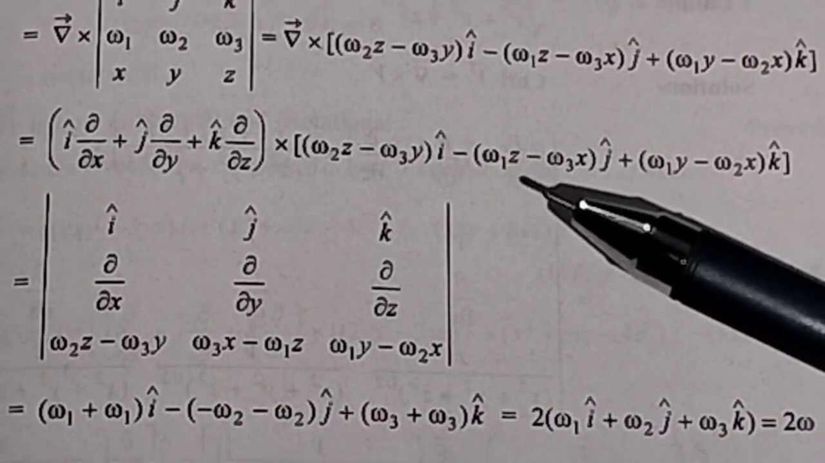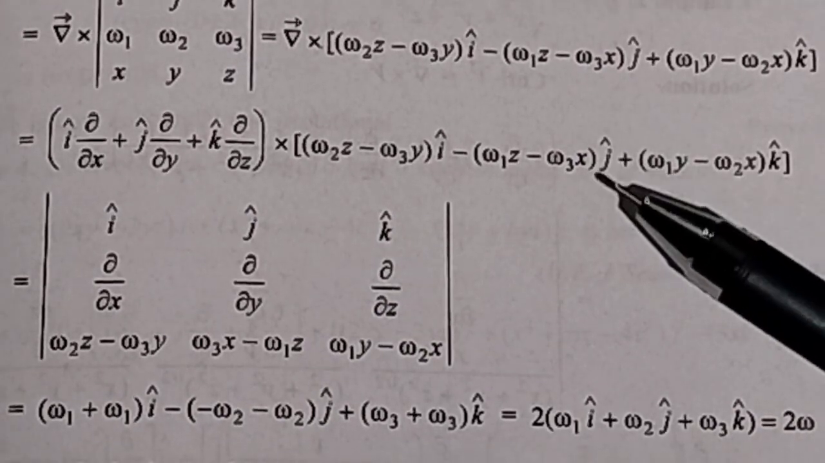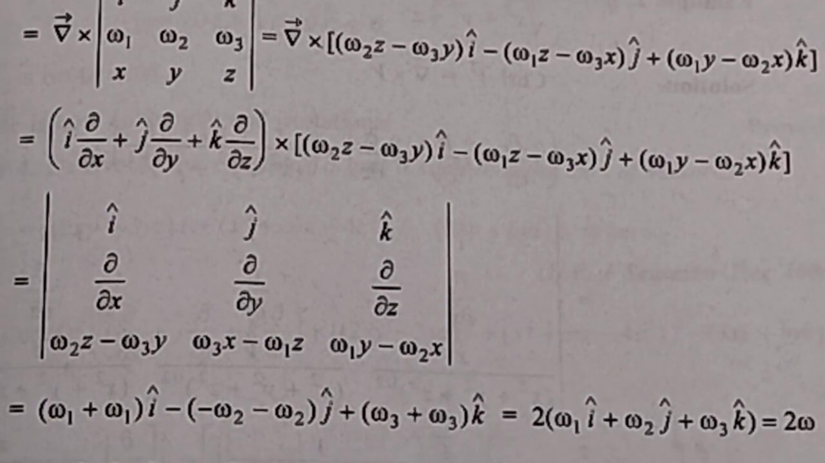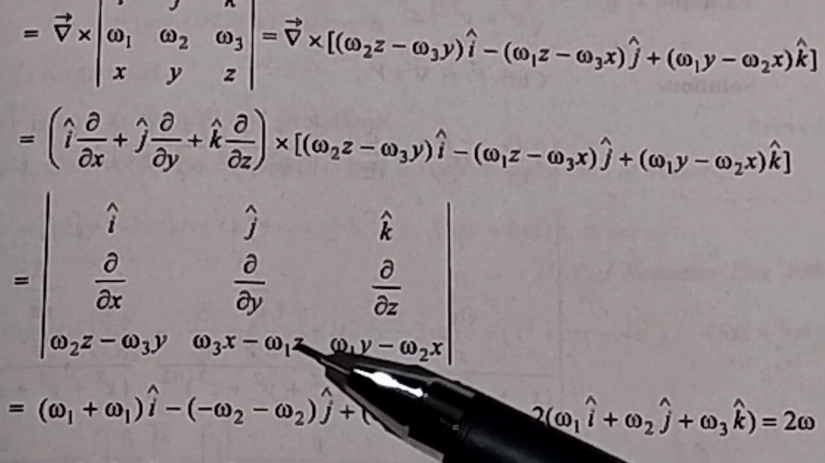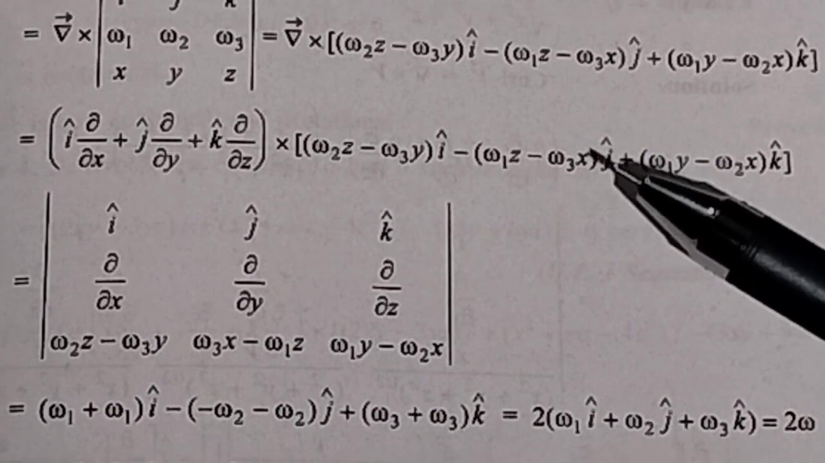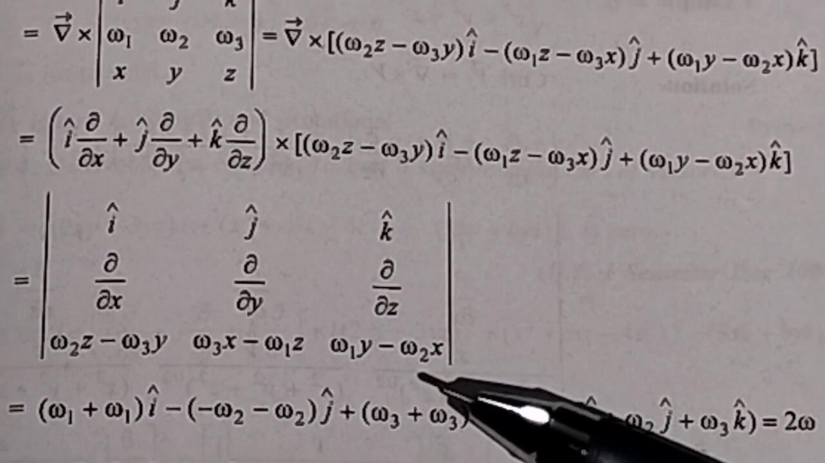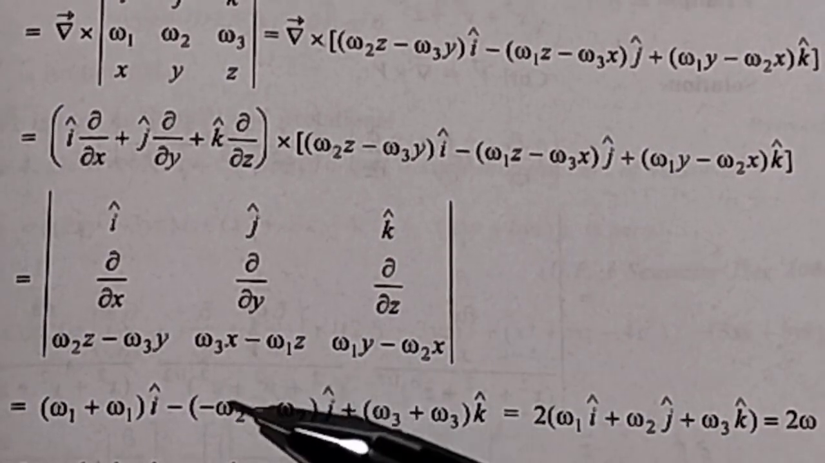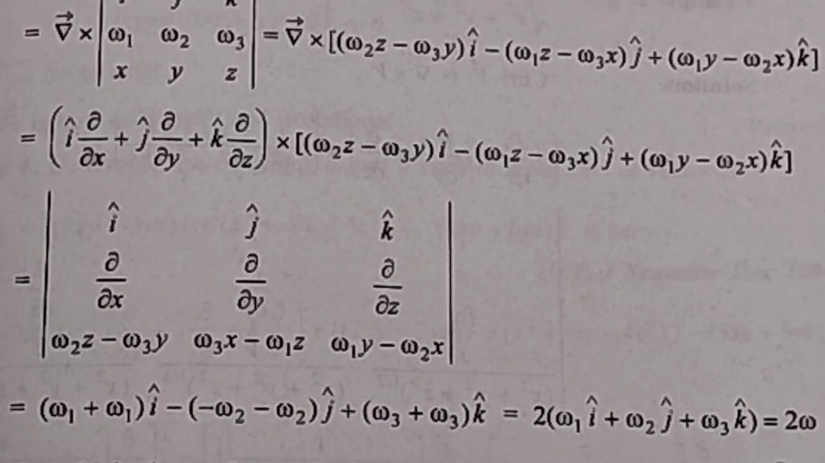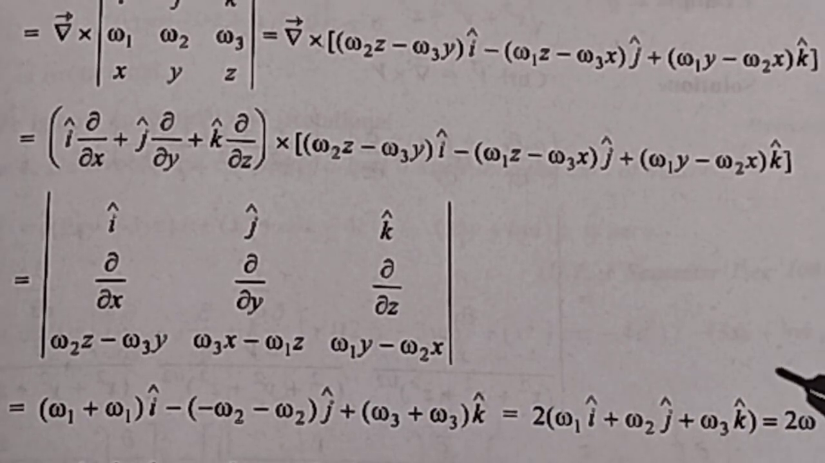omega 3 x minus omega 1 z, and this term will be omega 1 y minus omega 2 x. So the determinant of this value will be equal to 2 omega. Now we see the curl of the vector field V is equal to 2 omega.